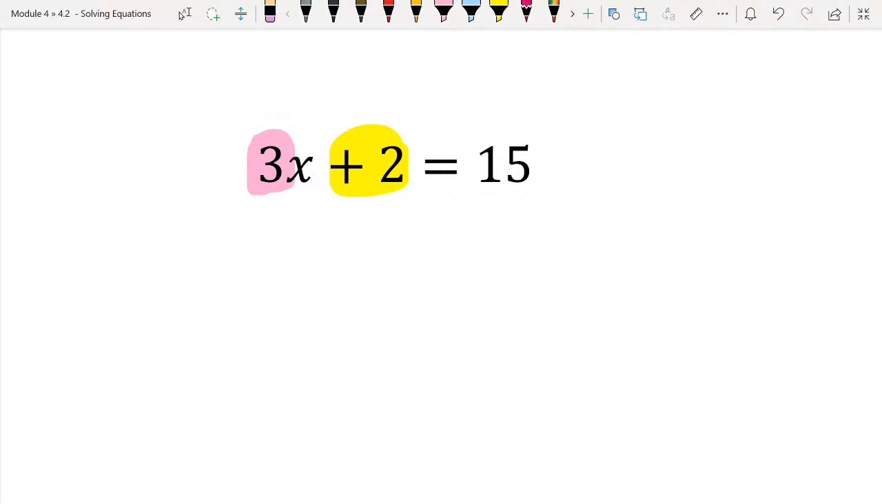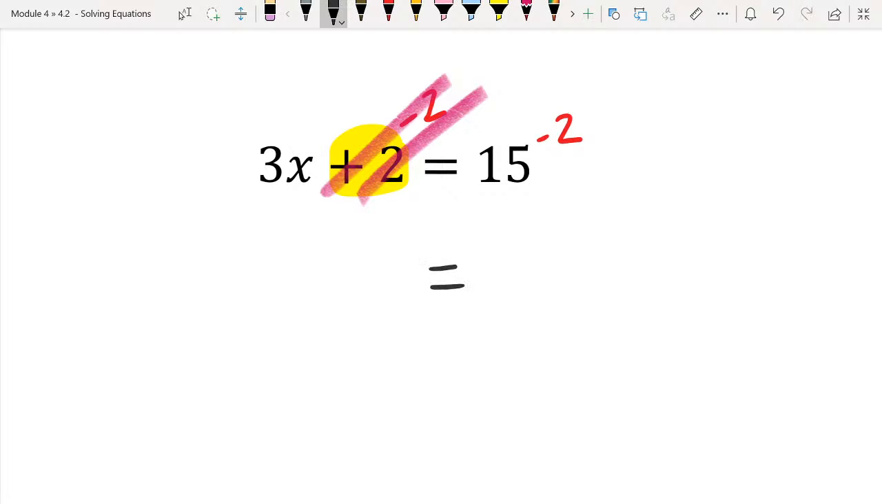So we're just going to do the opposite. First, we're going to unadd 2, then we're going to unmultiply by 3. So let's get to it. The opposite of adding 2 is subtracting 2. That's going to make that go away. But what I do to one side of an equation, I've got to do to the other side of an equation. So I also have to subtract 2 here.